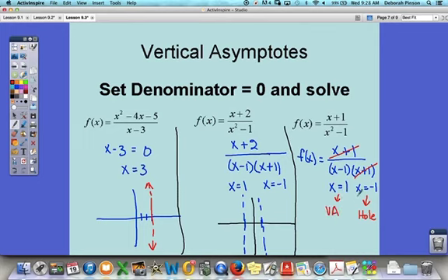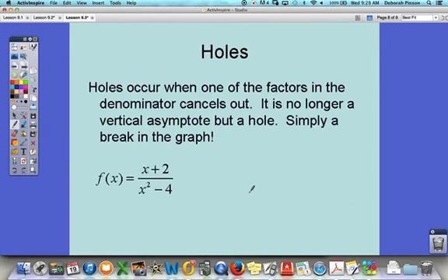We're going to look a little bit more at what the hole looks like on a graph, but you're going to have a hole whenever one of the terms cancels out. Whatever its vertical asymptote would be becomes a hole. Now the other one is still a vertical asymptote. So in this problem, I only have one vertical asymptote at 1. Negative 1 is a hole, which just means it's going to be a little hole in the graph. You'll see more what that looks like tomorrow. So last thing, let me let you get a definition of hole. A hole occurs when one of the factors in the denominator cancels out. Like we had a second ago, it's no longer a vertical asymptote, but a hole, simply a break in the graph.